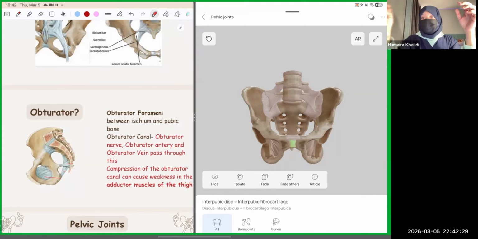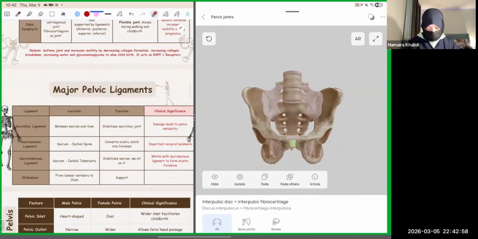you're going to learn what adduction is in more detail in your MSK block, but this is what adduction is. This is abduction, which is moving away from your body, and this is adduction, which is adding to your body. So if you have damage to your obturator nerve, it's going to cause weakness in your adductor muscles of the thigh, so getting your legs closer together. Cool?